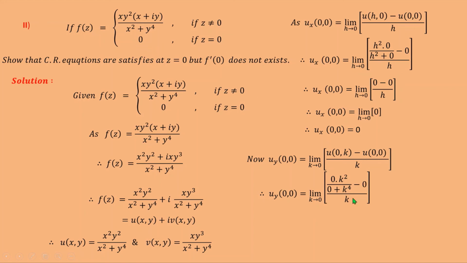Similarly, u of (0, 0), which we already found from this one, if z is 0, the real part is 0, so 0 upon k. And so this is equal to limit k tends to 0, (0 minus 0) upon k. So u_y at (0, 0) is 0. So we find u_x at (0, 0) is 0, u_y at (0, 0) is 0. Similarly, you can find v_x at (0, 0) and v_y at (0, 0). Both those values are 0.